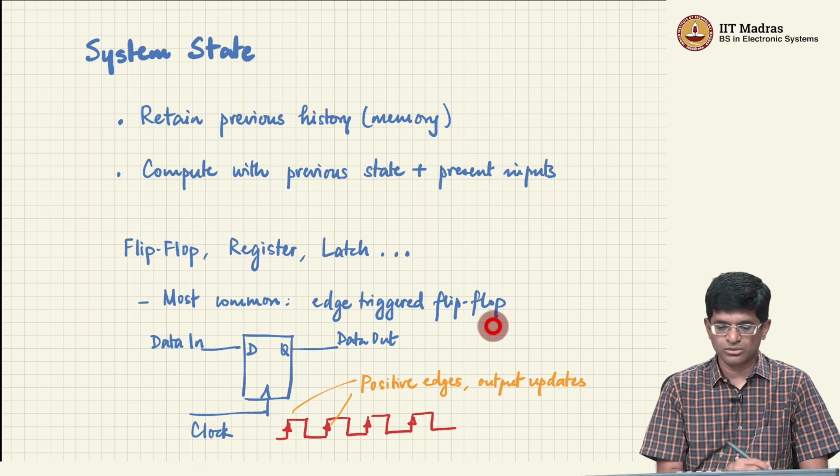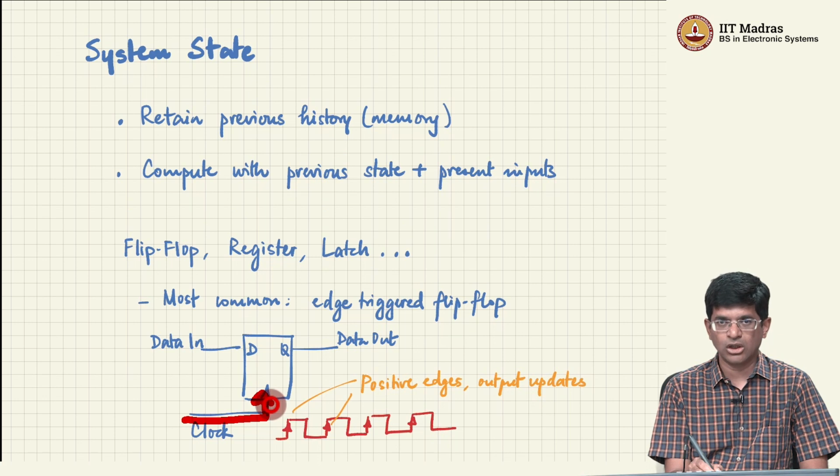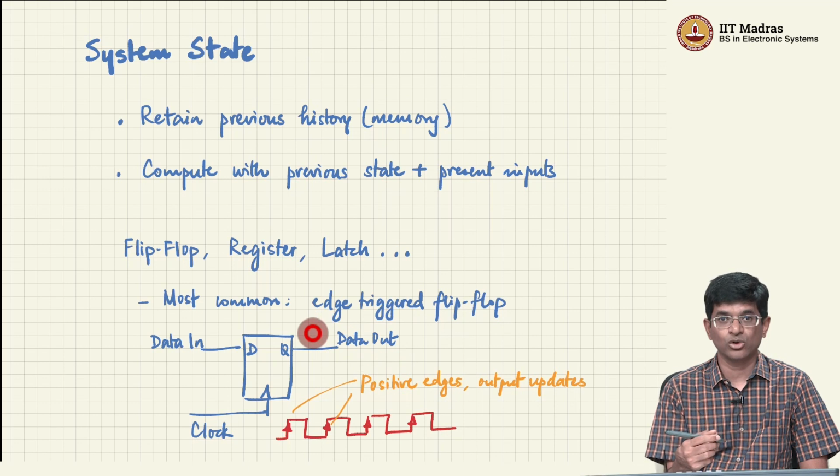All that you need to know at this point is that there is a signal called a clock, and how often that clock signal transitions is ultimately going to determine at what rate the outputs can change, and therefore at what rate the system can perform computations.